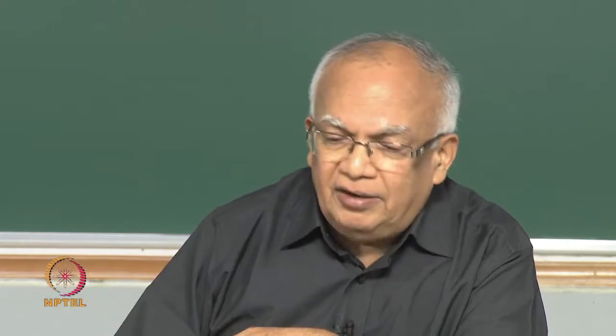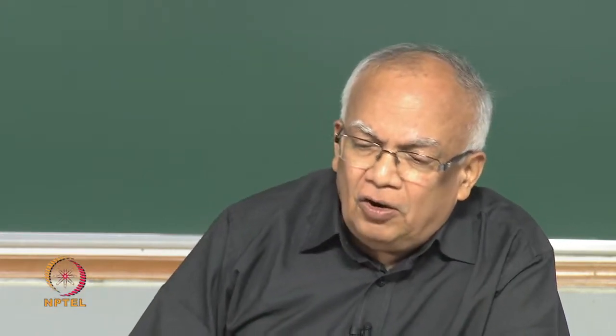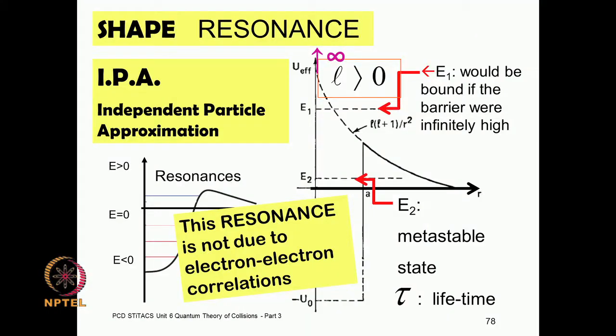But when you go beyond this approximation and think about the electron correlations, then it becomes impossible to separate the dynamics of one electron from that of the other. So configuration interactions or electron correlations are then responsible for resonances as well. So we first talked about the shape resonance, which you can talk about in the framework of the independent particle model, because here you're talking only about one single electron. No second electron is involved over here.